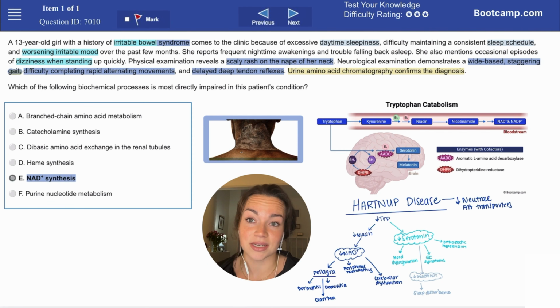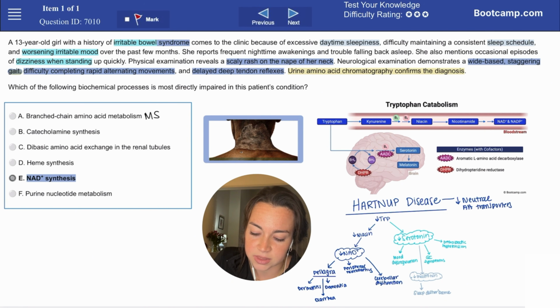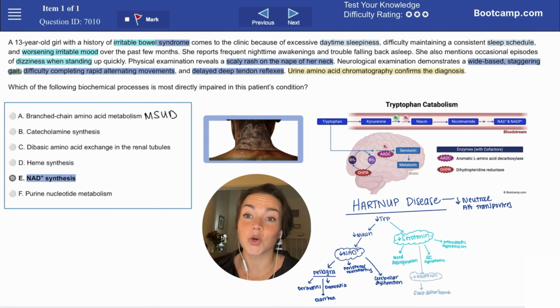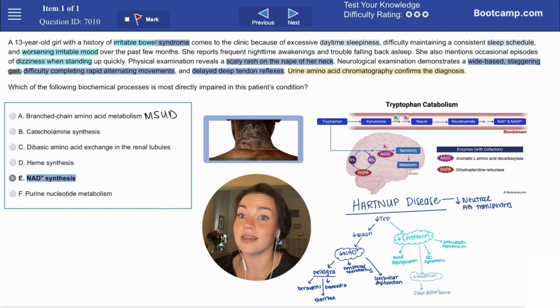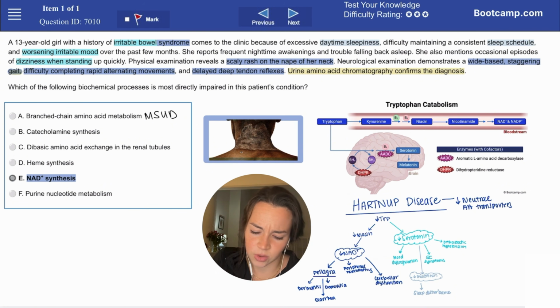Let's go through the incorrect answers. Answer choice A is branched chain amino acid metabolism. This is the process that is impaired in maple syrup urine disease. And don't let the amino acid chromatography trick you into choosing this one. Maple syrup urine disease presents in infancy, not in a 13-year-old, with lethargy, poor feeding, vomiting, neurological defects, hypoglycemia, metabolic acidosis, and classically the maple syrup or sweet scented urine, and none of that is present here. So answer choice A is out.